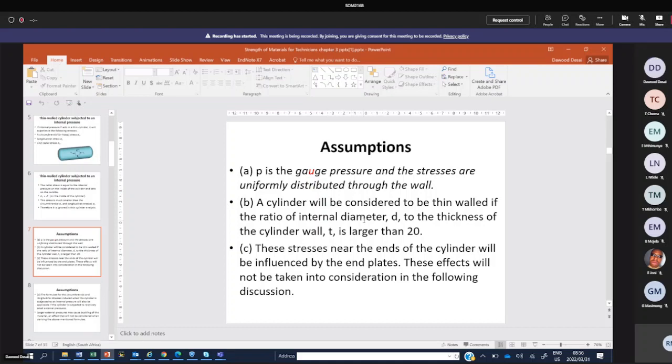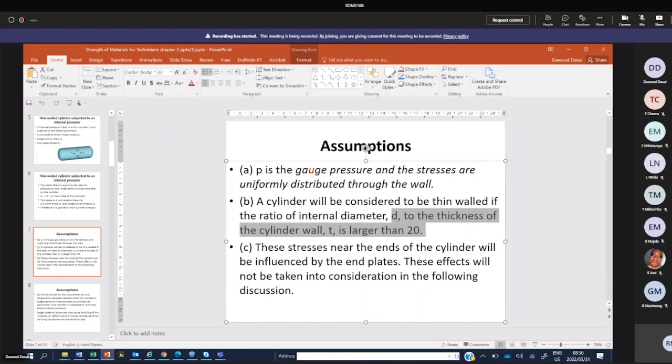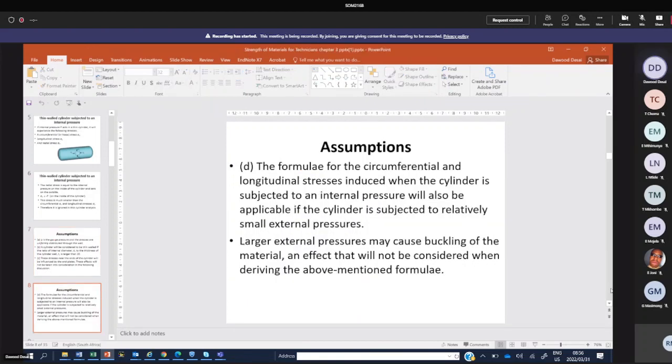Now, a thin pressure vessel, the ratio of the internal diameter, small d to t, must be larger than 20. But that's the criteria. You don't have to worry about all this. But just remember that there is something also called a thick cylinder. Of course, if D over T is smaller than 20, it becomes a thick cylinder. If D over T is larger than 20, you classify it as a thin cylinder and you use the theory that I taught you. Okay. So that's what you're trying to tell you there.